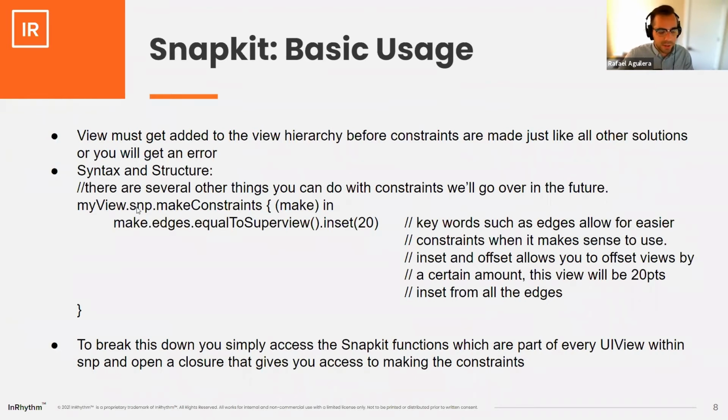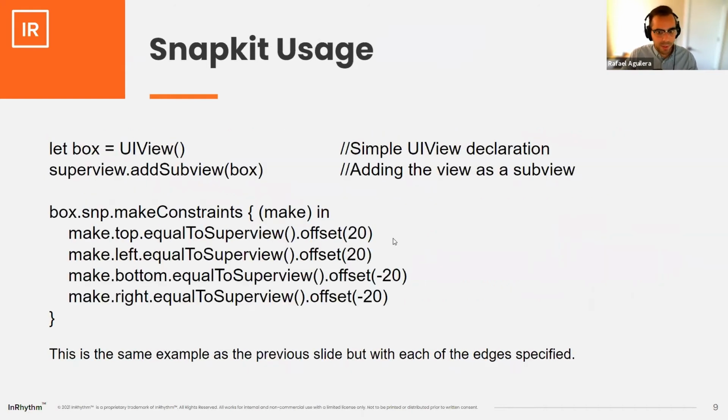Then this is a library that you're accessing inside of it, and this has a bunch of different functions that you can do. Within here is a completion block, and you just tell it, using the make right here, what aspects you want to access and what you want to do with them. There are keywords such as edges, and I'll go through all those as well. You can add insets and offsets and all sorts of really cool stuff. I'll break these down a little bit more.